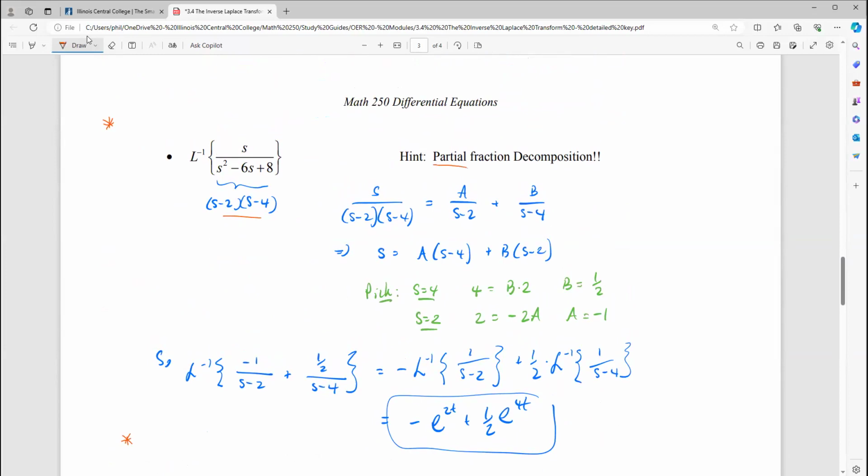So the trick here is to do a partial fraction decomposition. When you do a partial fraction decomposition, it's going to break down this expression into separate expressions that are much easier to find their Laplace inverse. I have a simpler example of this, so take a look at this next example and give this a go.